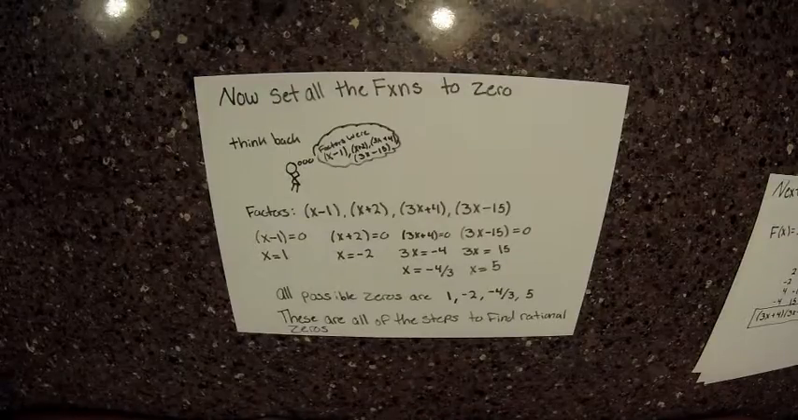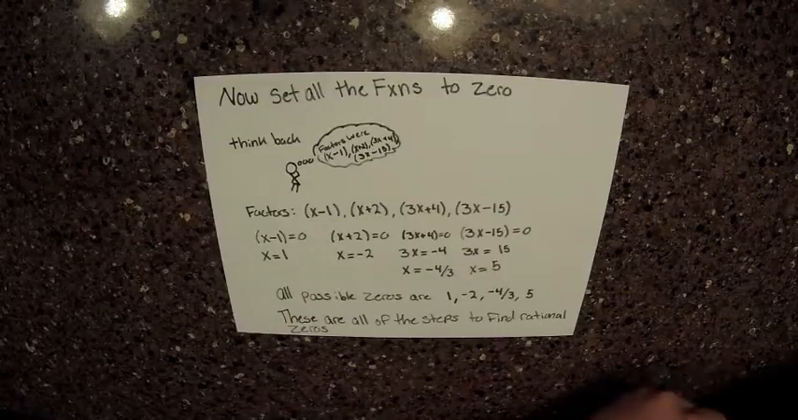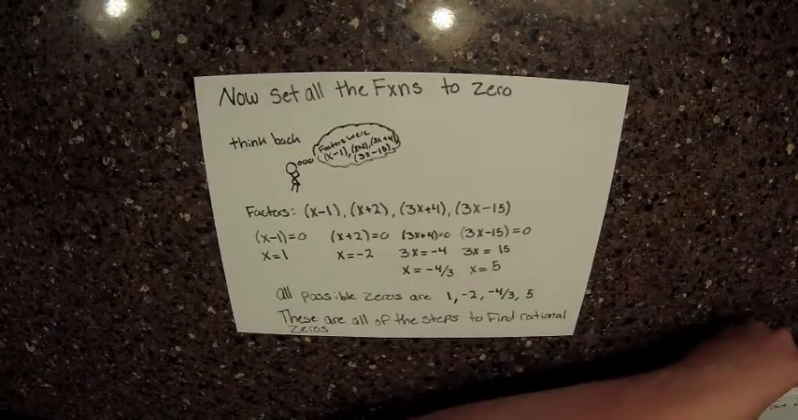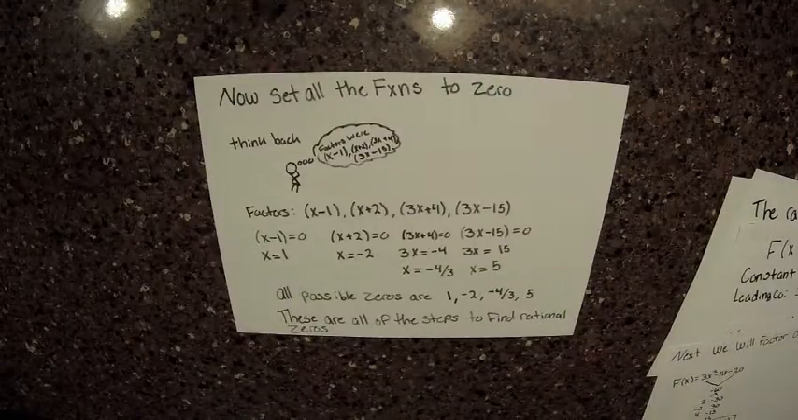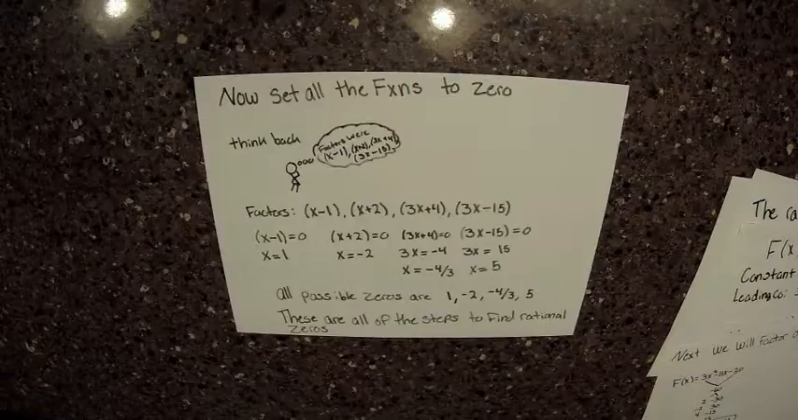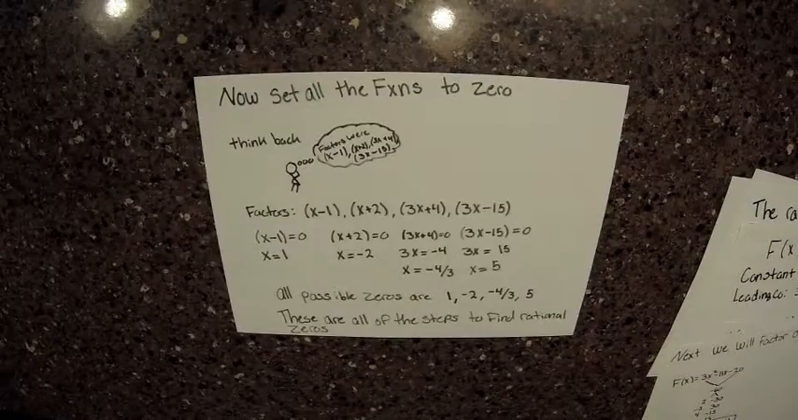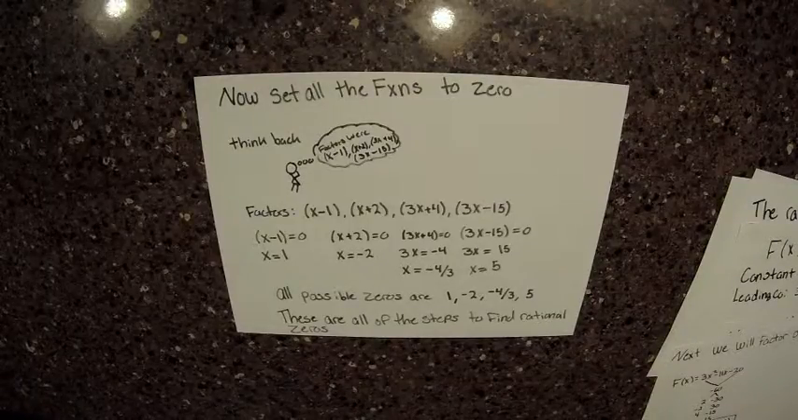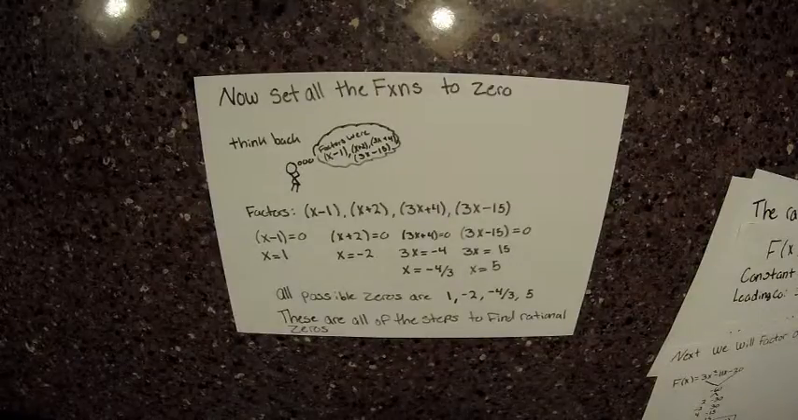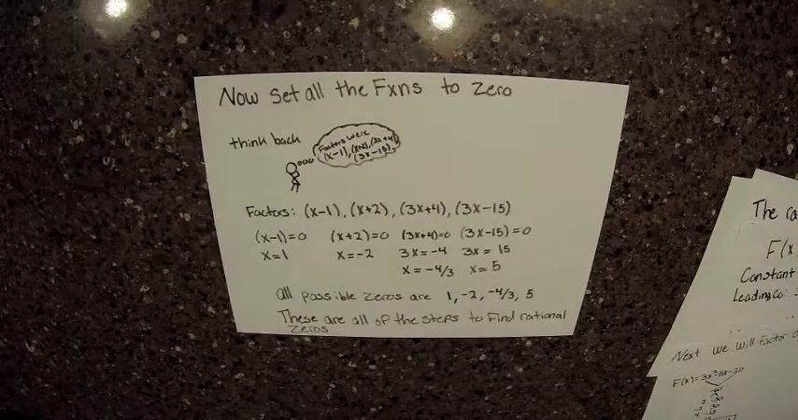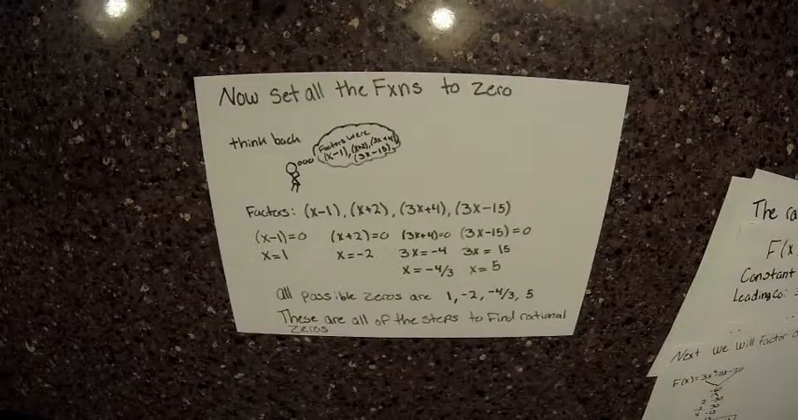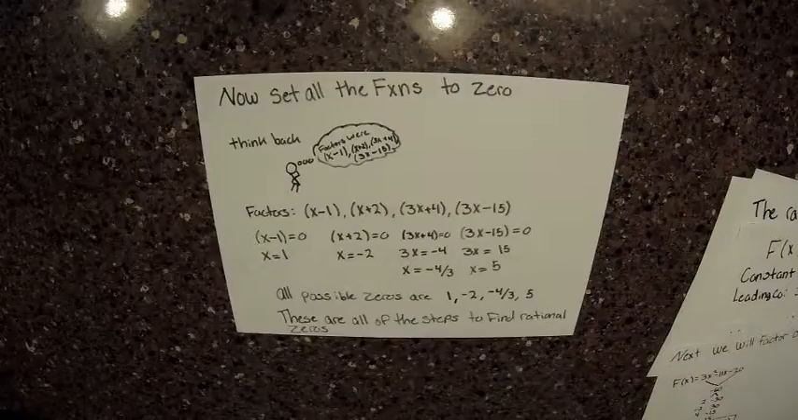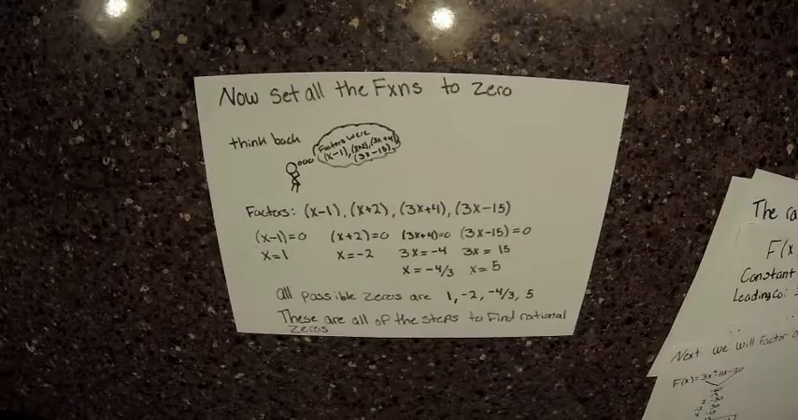Now we have found all possible zeros to the polynomial that we started out with in the beginning. The equation we started out with was f of x equals 3x to the 4th minus 8x cubed minus 37x squared plus 2x plus 40. Now we have solved all possible zeros for that equation, which are 1, negative 2, negative 4/3, and 5. Congratulations, you've now solved how to find all rational zeros of a polynomial function.